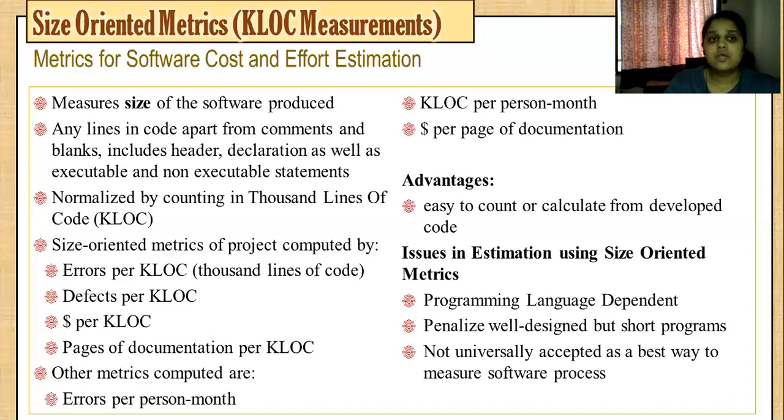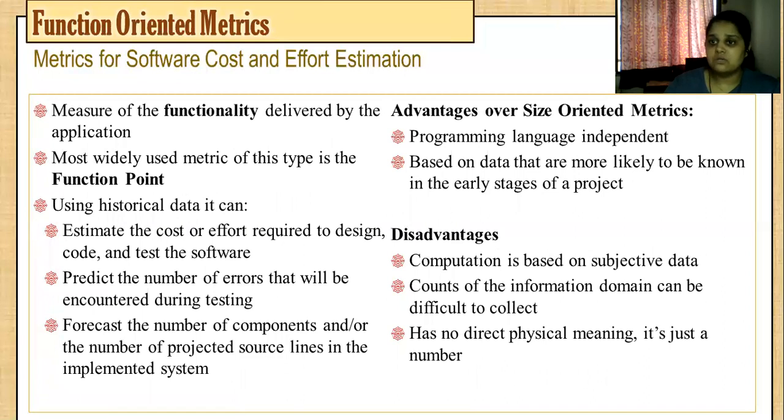Okay, size. So we are moving on to function oriented metrics. Function oriented metrics are nothing but measuring the functionalities that you are delivering in your project. So what is a functionality? It is nothing but the features that you want in your system. If we are talking about library management, then searching for a book, issuing a book, paying penalty, these are the functionalities. This functionality is calculated through something called function point or FP.